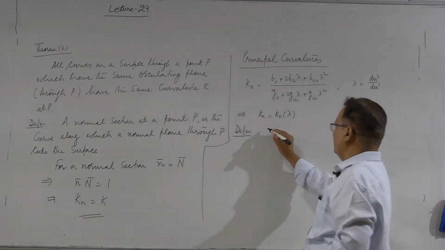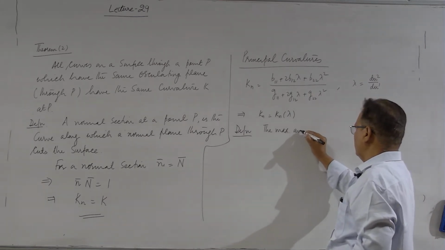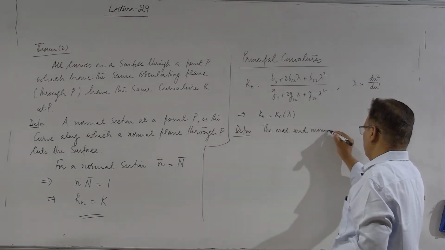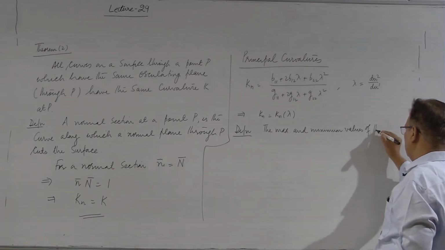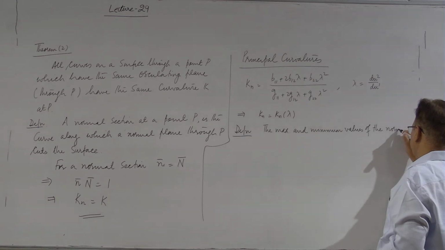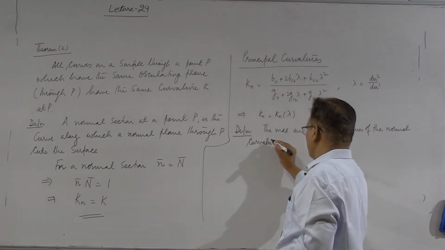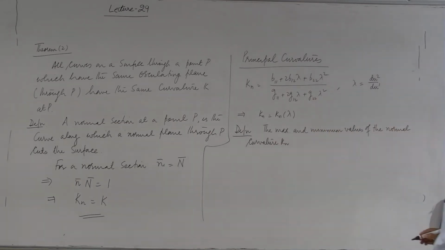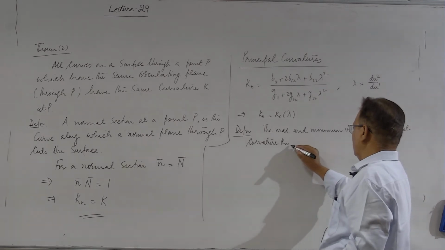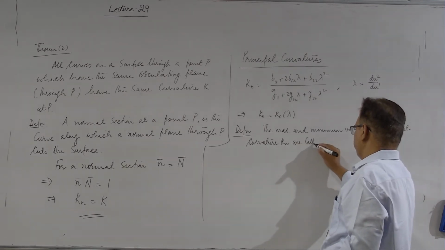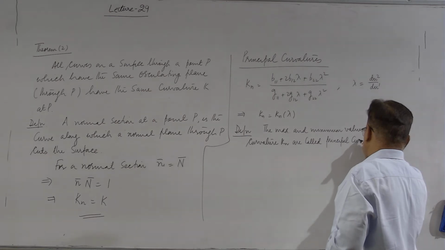So, the maximum and the minimum values of the normal curvature Kn on a surface, the maximum and minimum values of the normal curvature Kn are called principal curvatures.